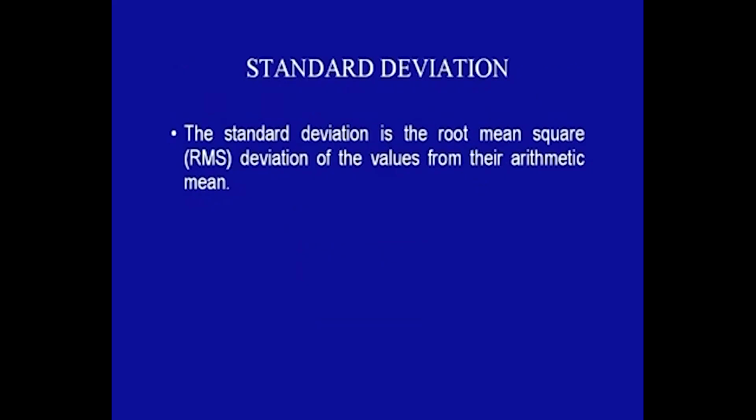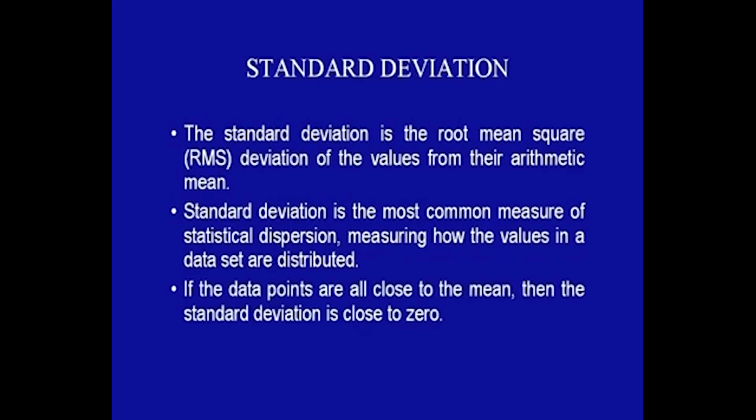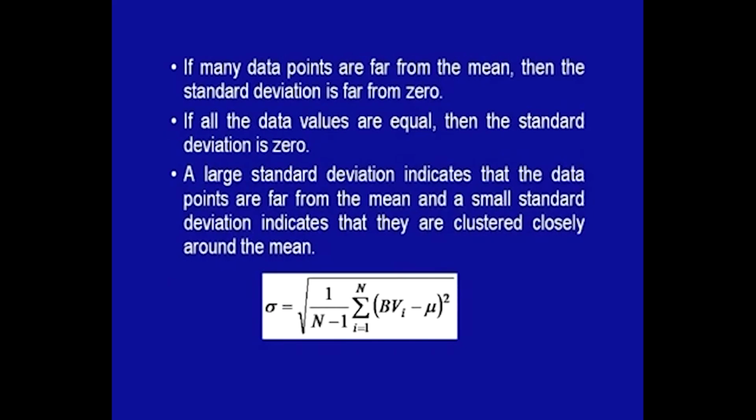Next is standard deviation. Standard deviation is the root mean square deviation of the values from their arithmetic mean. Standard deviation is the most common measure of statistical dispersion, measuring how the values in a data set are distributed. If the data set points are all close to the mean, then the standard deviation is close to 0. If many data points are far from the mean, then the standard deviation is far from 0. If all the data values are equal, then also the standard deviation is equal to 0.